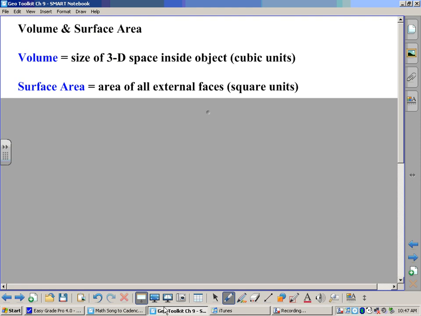This is definitely going to be the biggest idea that we talk about during Chapter 9, and it's the idea of volume and surface area of three-dimensional figures. So first of all, what is volume? Volume is the size of the three-dimensional space inside an object as we measure in cubic units. So get this into your toolkit, write it down.